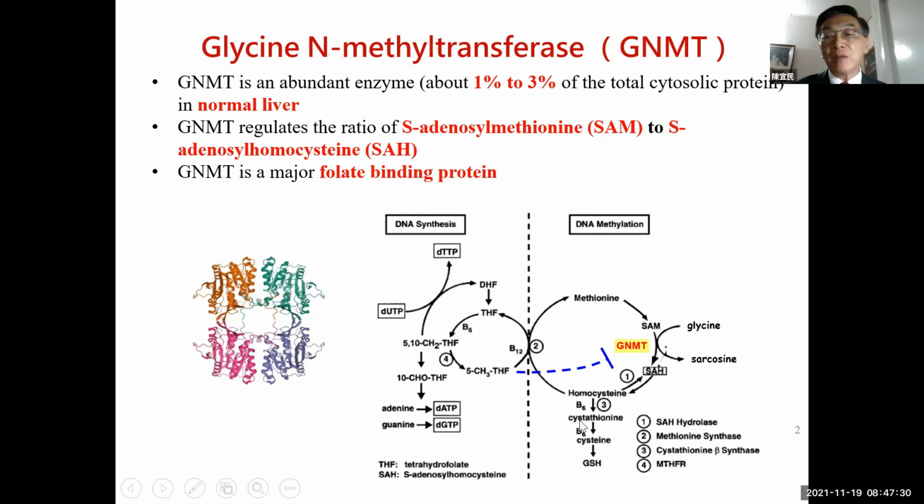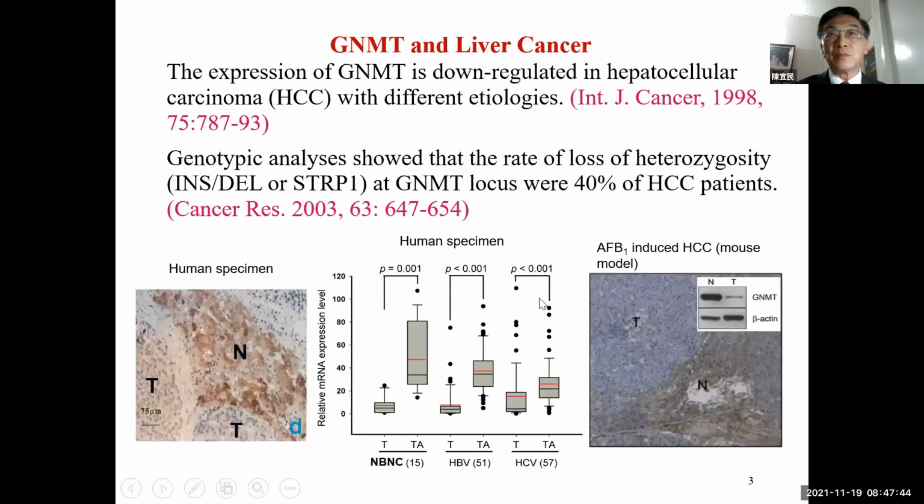And because GNMT is a major folate binding protein, its enzyme activity will be inhibited by 5-methyltetrahydrofolate. So it also plays a role in DNA synthesis, besides regulating epigenetic modification of DNA. And we are the first group in the world to identify that GNMT was downregulated in hepatocellular carcinoma, and that was in 1998.